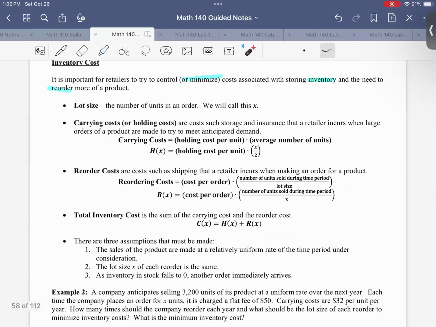So lot size, the number of units in an order. So how many units per order that we would have. And we usually denote this with X. So this is going to be our X variable, our lot size in this question.